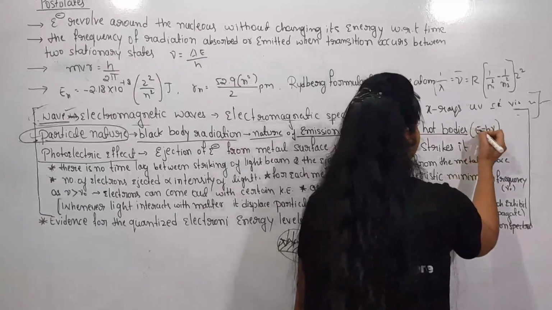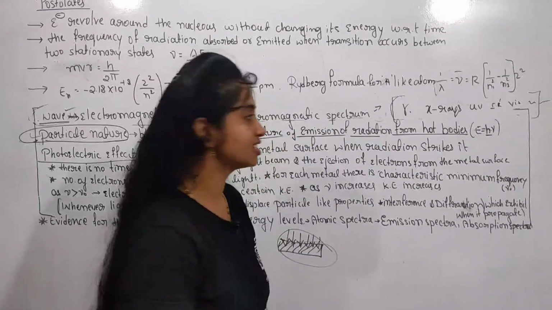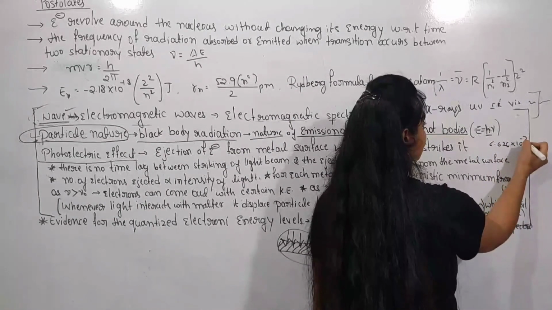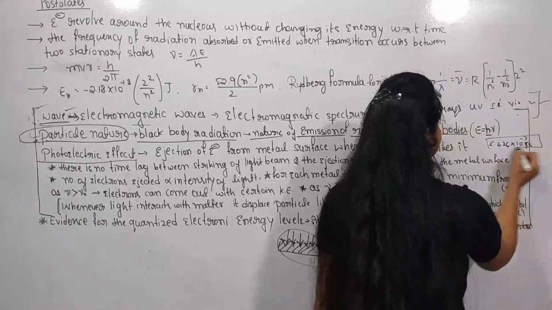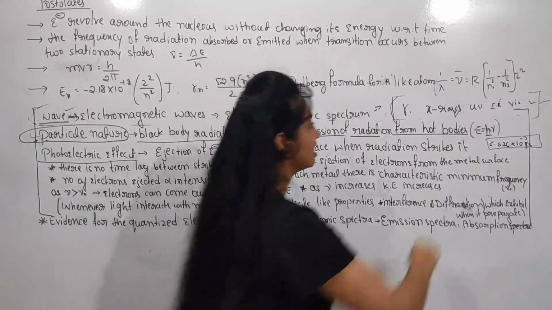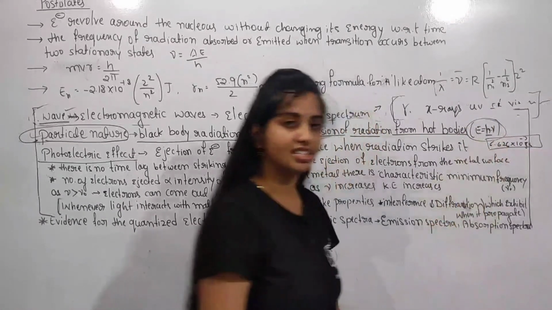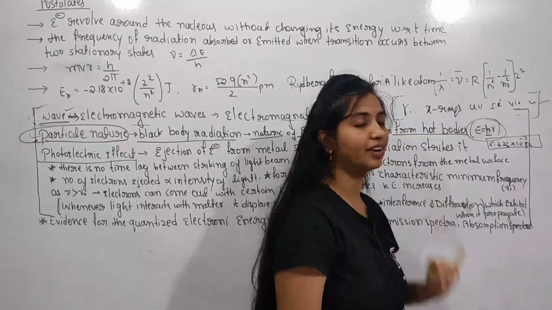So the energy is equal to h nu. h is the Planck's constant. The value is 6.626 times 10 raised to minus 34 joule second. This is the Planck's constant and nu is the frequency. So energy is directly proportional to, or equal to, Planck's constant times frequency.